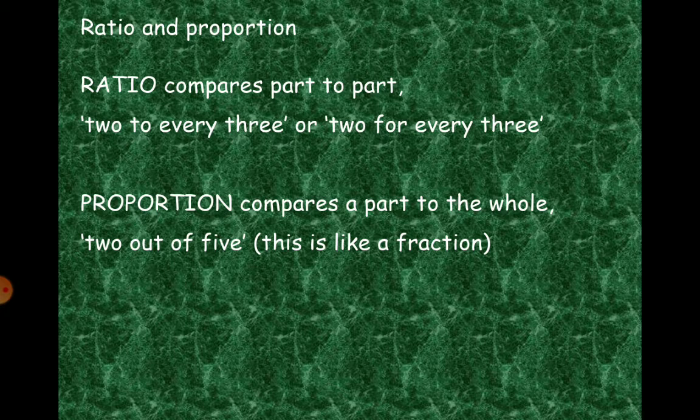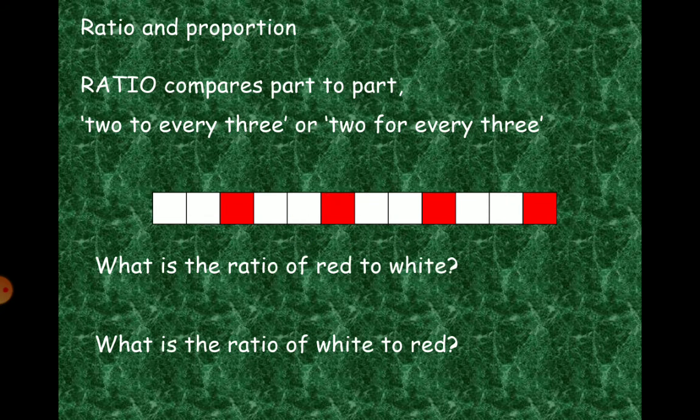Proportion compares a part to a whole. 2 out of 5, like a fraction. In a salad you have five ingredients. Out of them, two are fruits, and the rest are vegetables or whatever. This is just like a fraction, 2 out of 5.